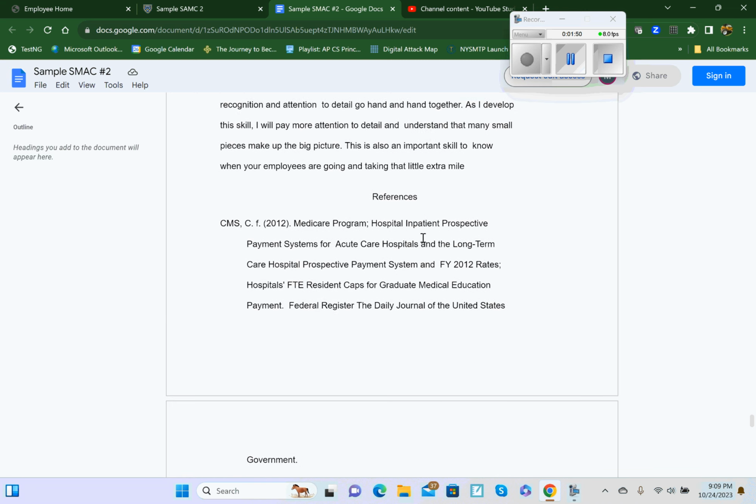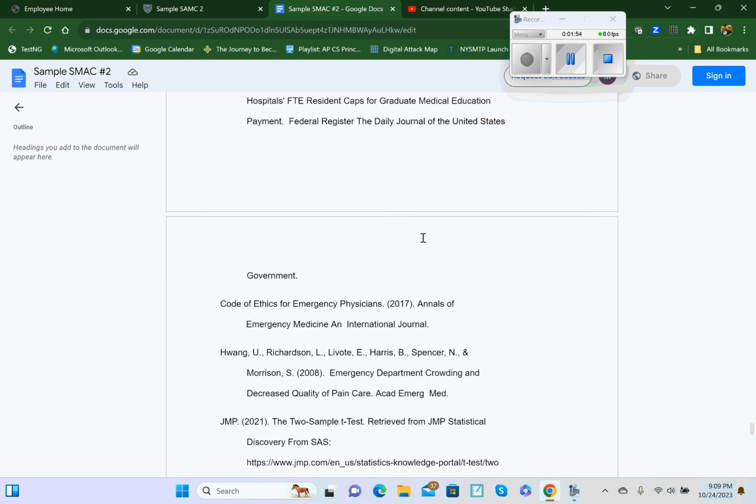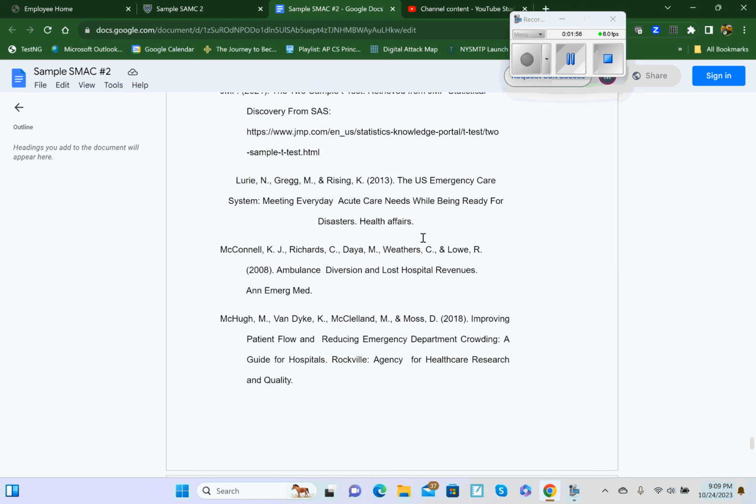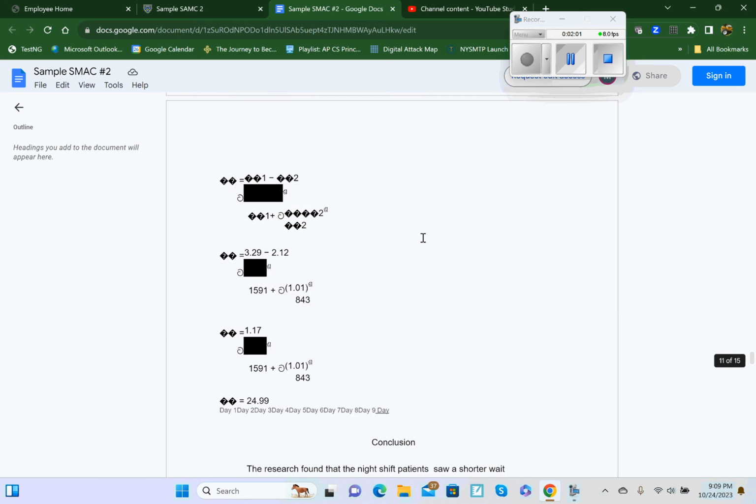So this study was nice because this person had access to lots of data within the hospital that she worked for and so forth. So there were lots of nice things there to consider.